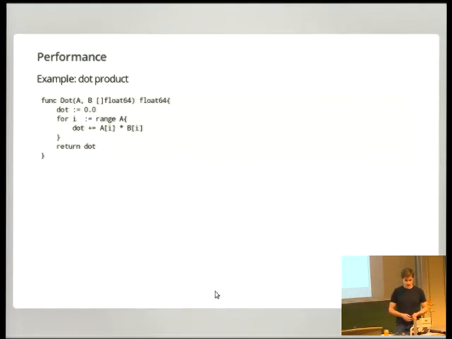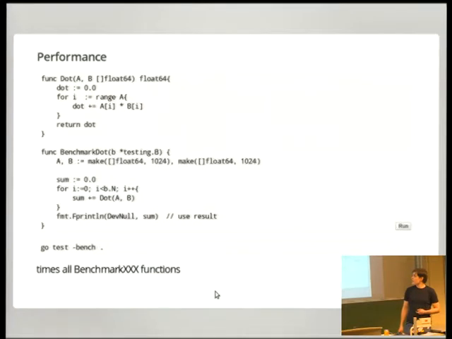This is a high performance session, so how well does Go perform? Let me show a simple dot product example. This is Go code to make the dot product of these two vectors, just the sum of the product of elements. You can very easily benchmark this with Go's built-in testing and benchmarking framework. You have to write some benchmark dot function. It has to start with Benchmark. That just sets up inputs and calls the function a number of times.